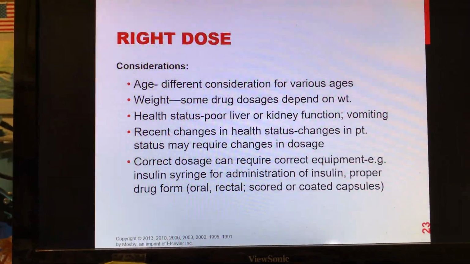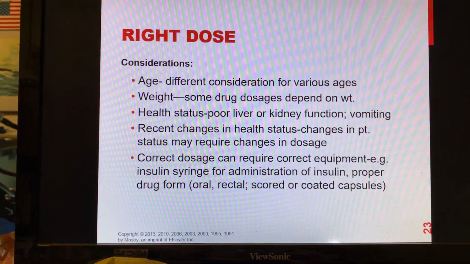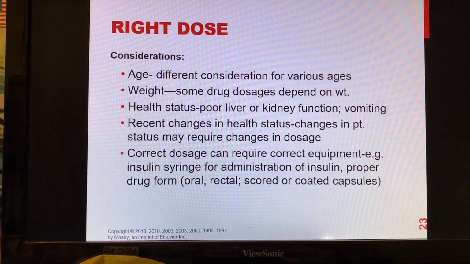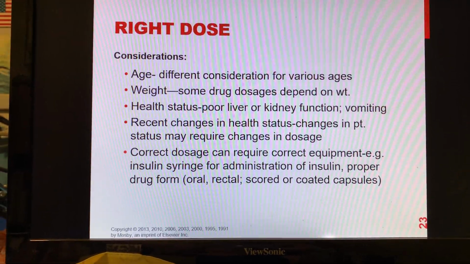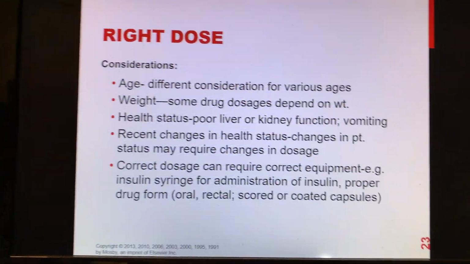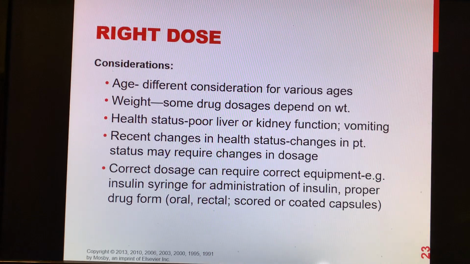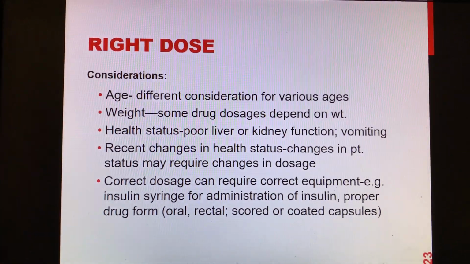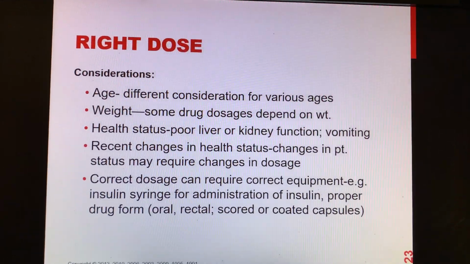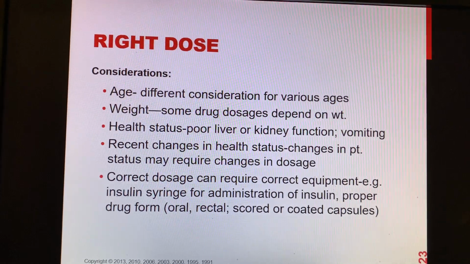Health status. We learned about the importance of liver in metabolism and kidneys and excretion. And if you've got a damaged liver or a decreased kidney function, it's going to change the dosage for a patient. If the patient is vomiting, that's going to change their ability to take their medications. Have they had a recent change in health status? Changes in the status can require changes in dosages.